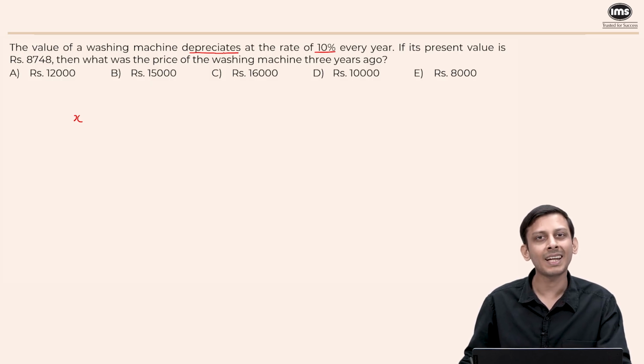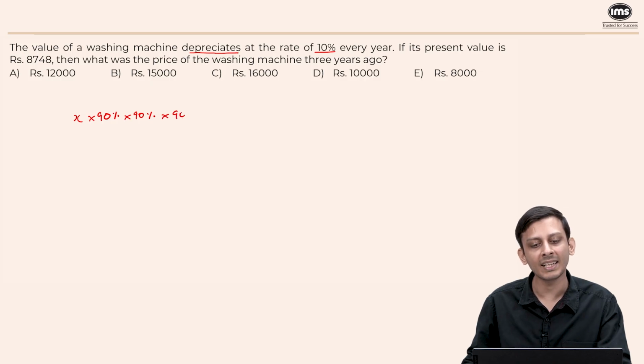Now, if it is becoming 10% less, that means it is becoming 90% of what it was. So if it was x 3 years ago, next year it will become 90% of that. And then after 1 more year, again it will reduce by 10%. So again into 90%. Third year also again decrease of 10%. So again into 90%. And that will give us the present value, which is rupees 8748.